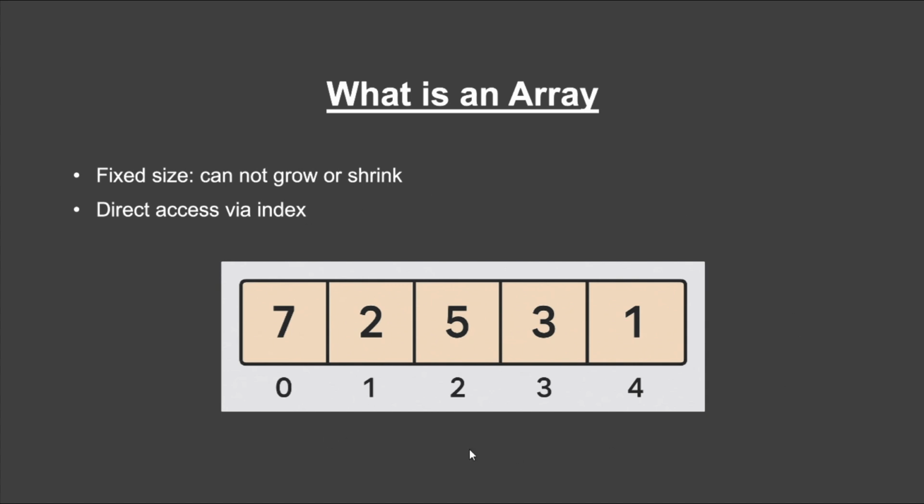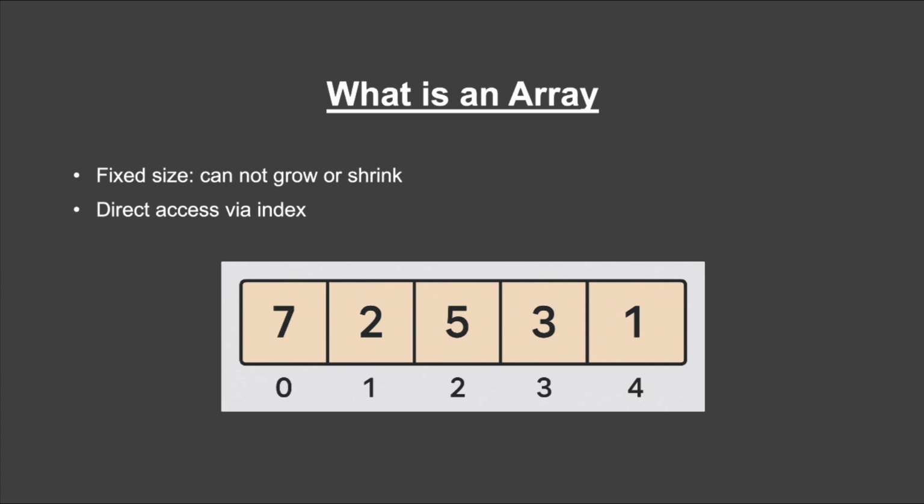So an array would look like this. We have different fields for our elements, and each element has an index. The first element, like in a list, is always 0. So in this case, the element at the index 0 is 7. And we have the element 2 at the index 1, and so on till our last element, which is the element 1 at the index 4.